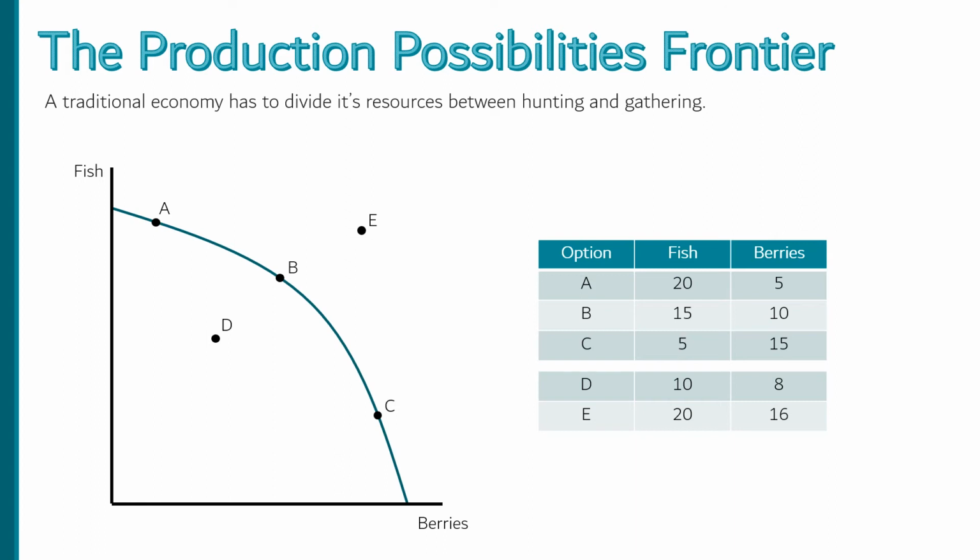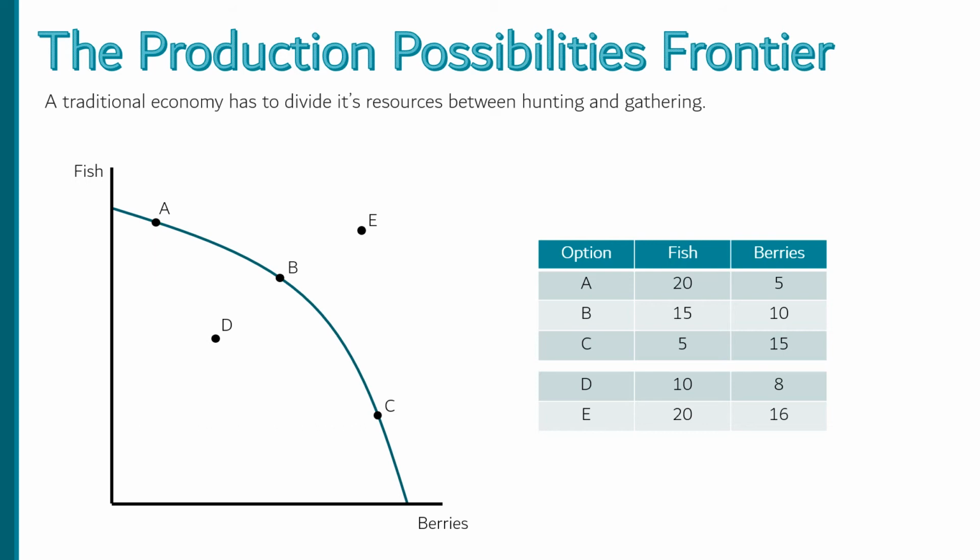The opportunity cost of berries is rising, and the reason is diminishing marginal returns. The law of diminishing marginal returns is that as additional resources are allocated to the same purpose, the marginal benefit of those resources will decline. What that means here is that as additional members of the tribe are allocated to collecting berries, the amount of berries the additional person will collect will be smaller.